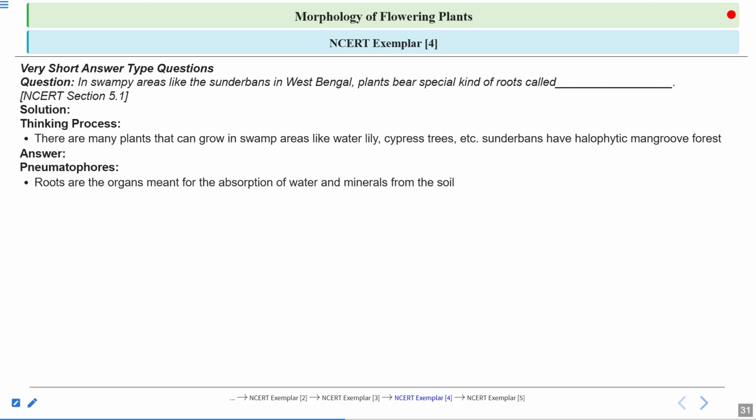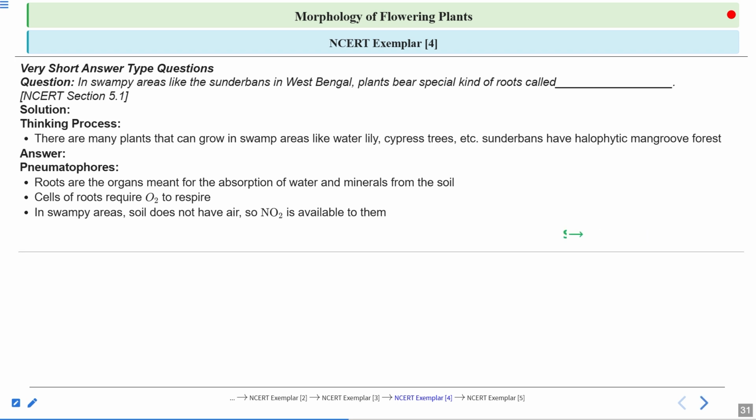Roots are the organs meant for the absorption of water and minerals from the soil. Generally, this is the general description. But exceptionally, cells of the roots require O2 to respire. For the process of respiration, they require oxygen. But in swampy areas, the soil does not have air. No oxygen is available to them, right? So what do they do? They need oxygen. So what do they do?